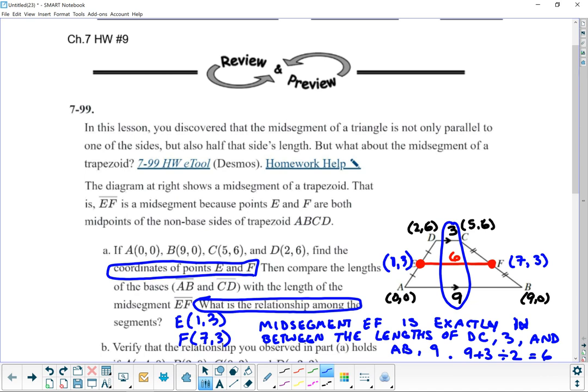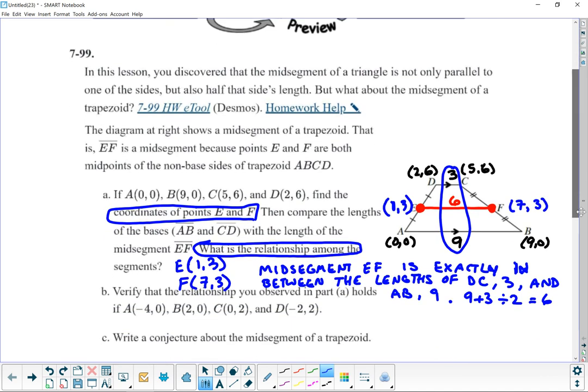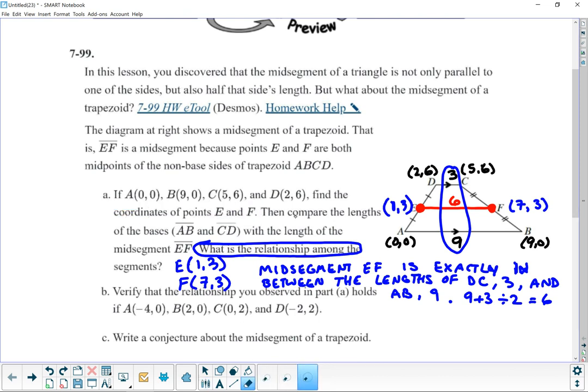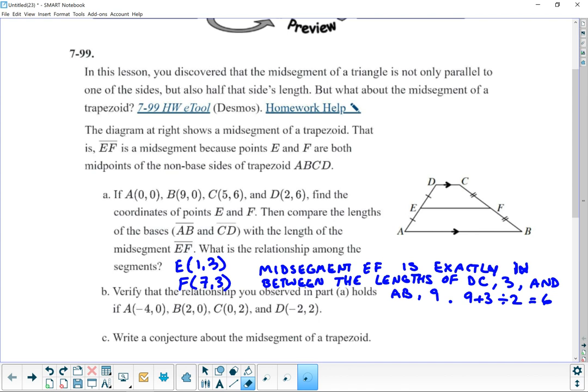Okay, verify the relationship you observe in part A holds true for the next set. So they want us to do this again, except this time they want us to use different points, and we'll see if that actually works. That was fun, right? So for part B, they want us to use A as -4, 0, B is 2, 0, C is 0, 2, and D is -2, 2.